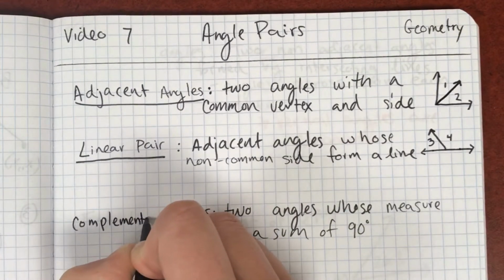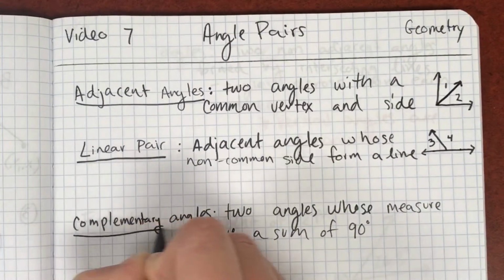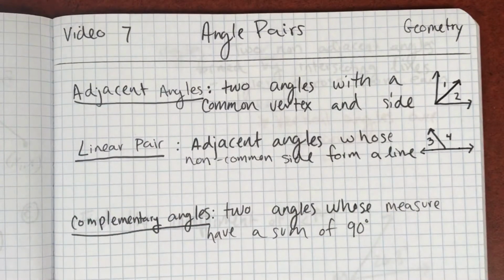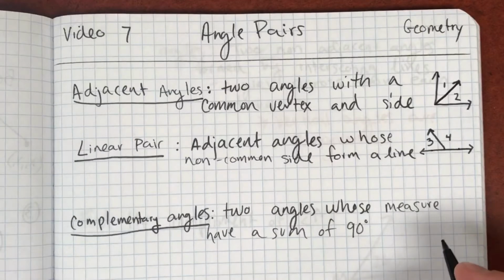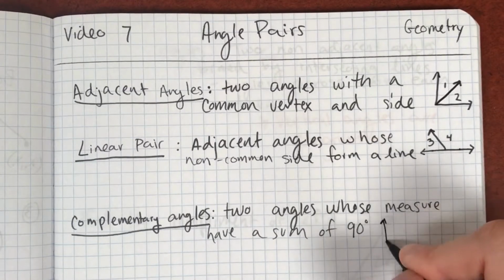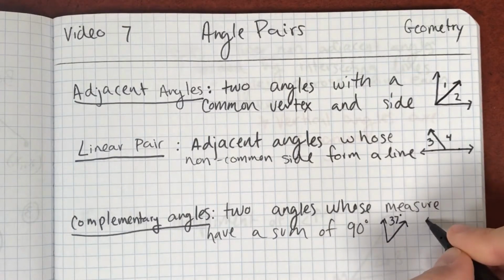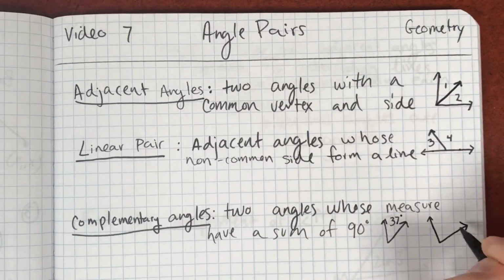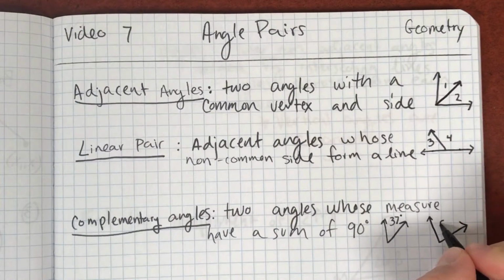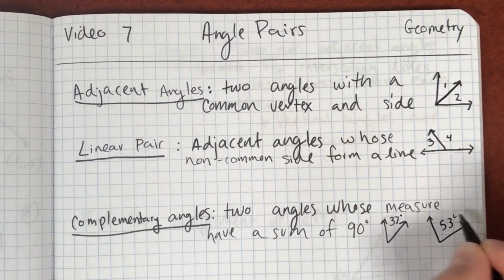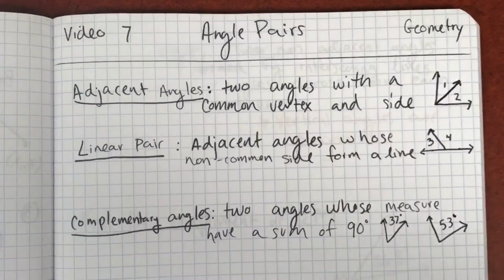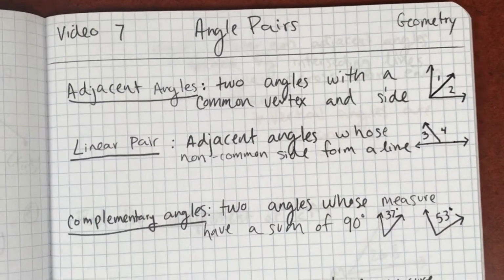All right, complementary angles are two angles whose sum is 90 degrees. So we could have an angle over here that's maybe 37 degrees, and another angle that is 53 degrees. And add those up together, and that forms a right angle.